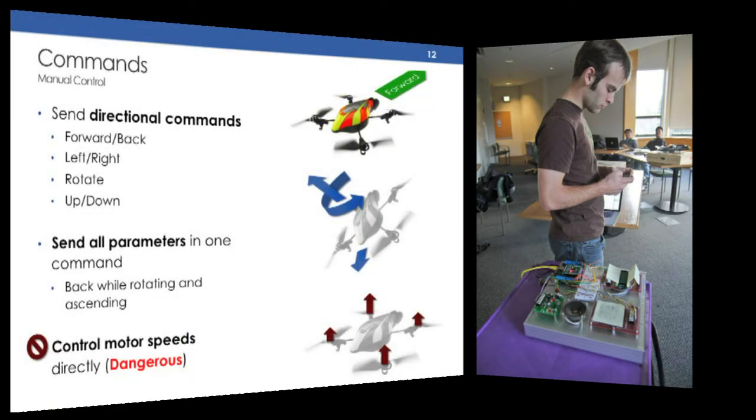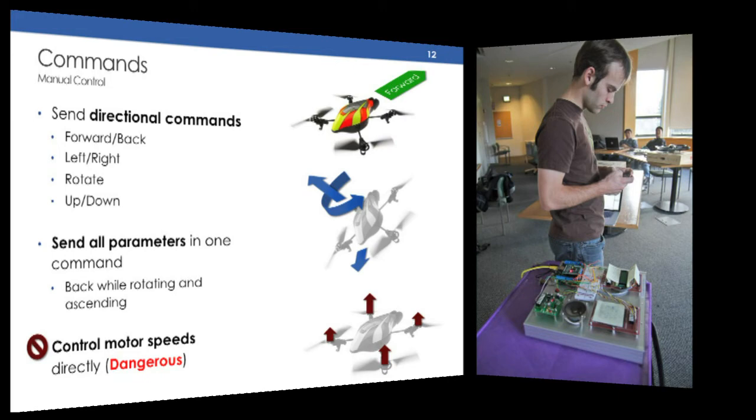So what are these commands that we're sending to the drone? Well, we already implemented the basic directional commands, which are forward, back, left and right, rotate and whatnot. What we still have to do is implement the command structure that allows us to send all of the parameters in one command. This would allow us to do things like back up the drone while it's rotating and going up at the same time.